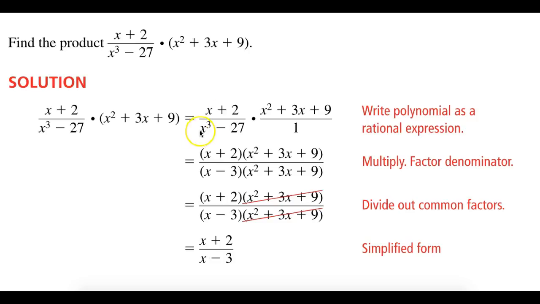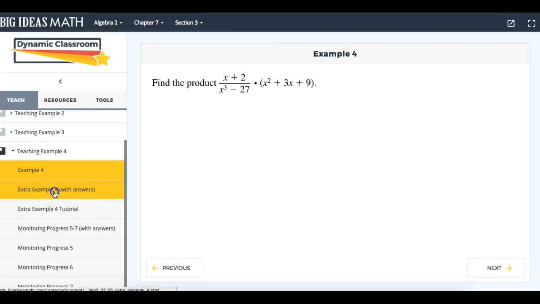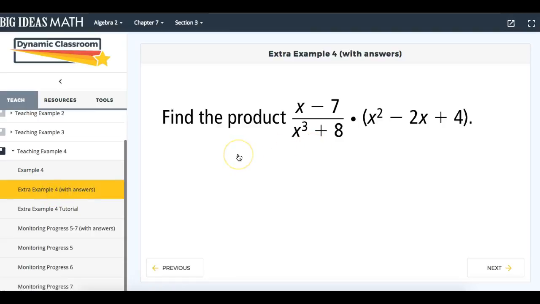What I want you to do to test this out is go to extra example 4. Follow the exact same steps that I just went through and multiply this out. Write down your final answer in the question box, and write out if there are any values that x cannot equal. Make sure you write those down for me.